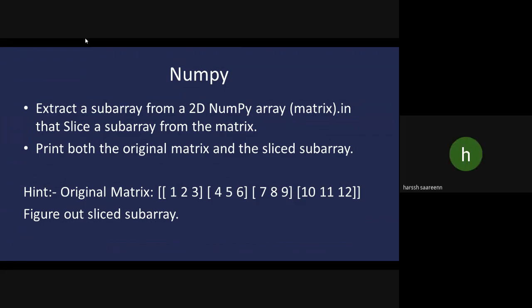I give you an original matrix as a hint, and you need to slice the subarray. I already showed you what a subarray is, but you need to find out what the sliced subarray is. Guys, any questions on this quiz? It's simple, right? Can we write the matrix without commas? No, it's a hint. Okay, got it.